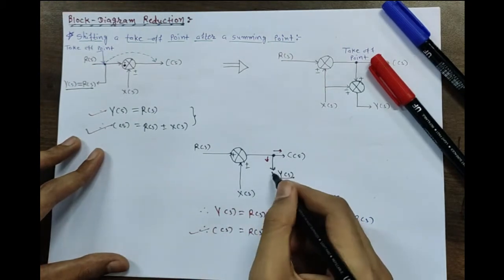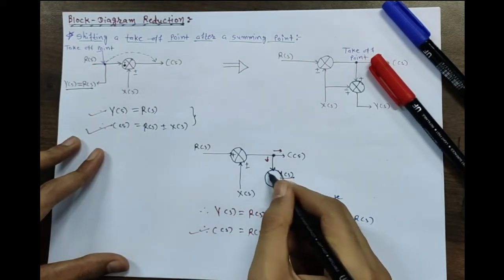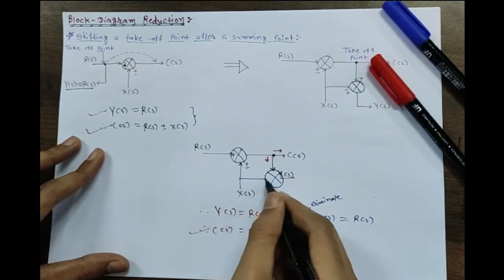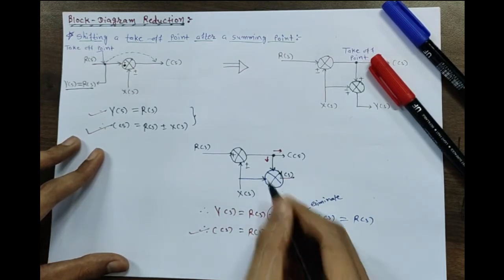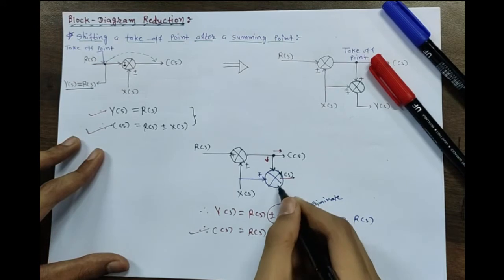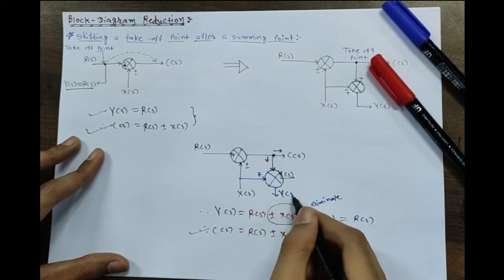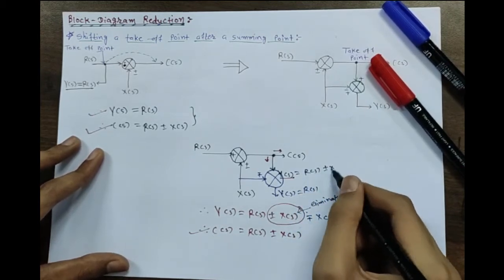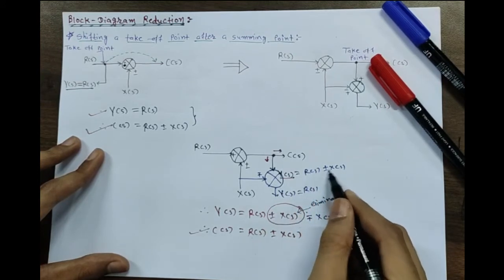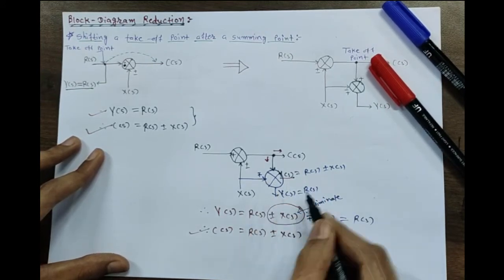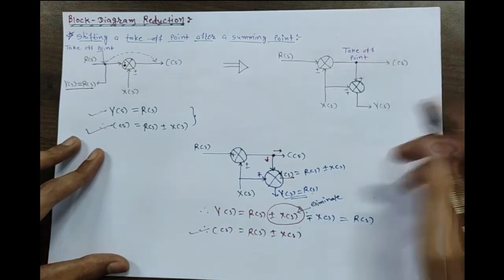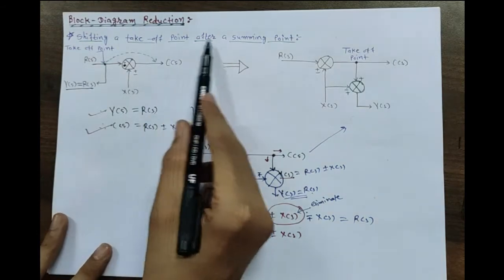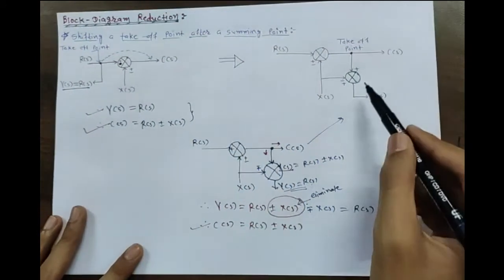So how can we add this? By putting one extra summing point, and we are going to add signal x of s. So let us add x of s, and the sign will be minus or plus, and then we get this y of s total equal to r of s. Here it is r of s plus or minus x of s, but r of s plus or minus x of s minus or plus x of s will be r of s. So that you can see right here your equivalent network whenever you are shifting a takeoff point after a summing point. Okay, so both these things are equal.